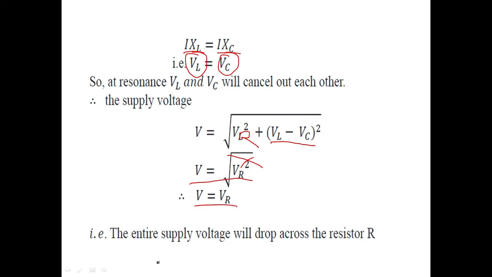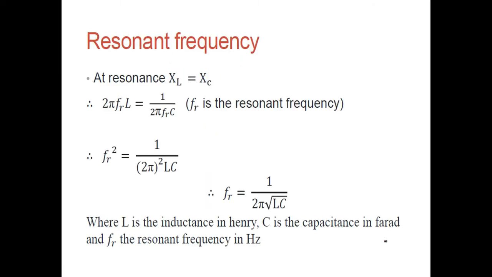Then the entire supply voltage will drop across the resistor R. Next we calculate the next parameter, that is the resonant frequency.